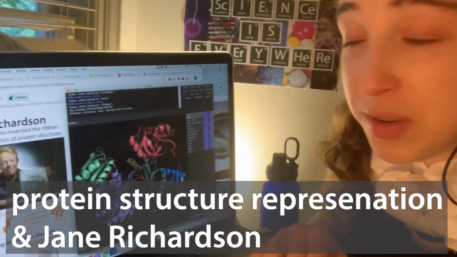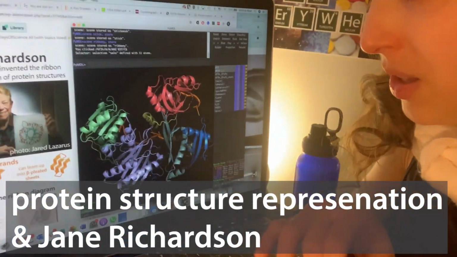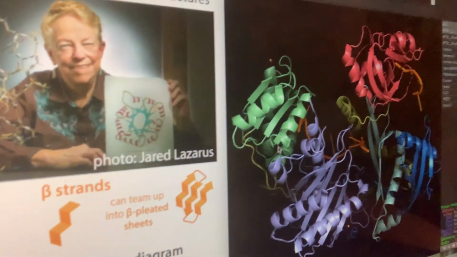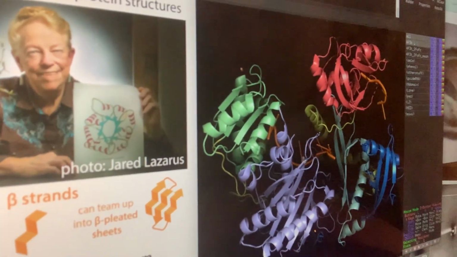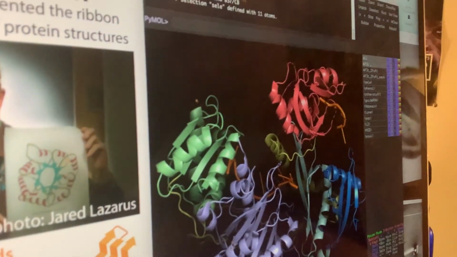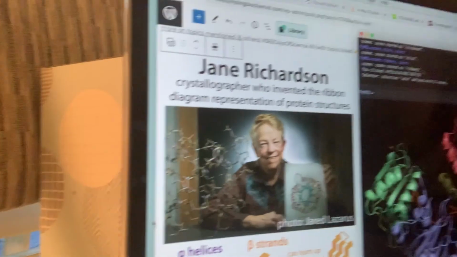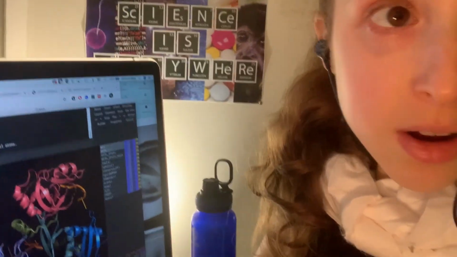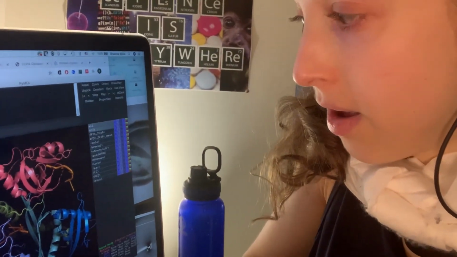From now on, every time you see a protein structure in what we call a ribbon diagram representation, where you have these alpha helices and then the beta strands as these flat arrows, think of this amazing scientist, Jane Richardson, who I want to tell you a little more about, and also more about these ribbon diagrams, which help us visualize what's going on in a protein structure.